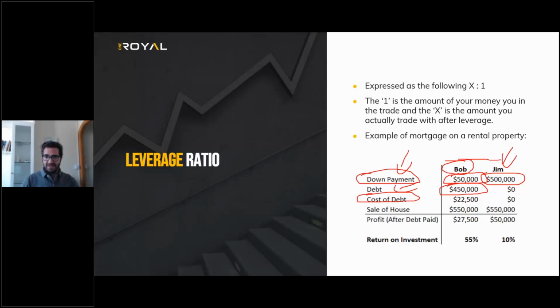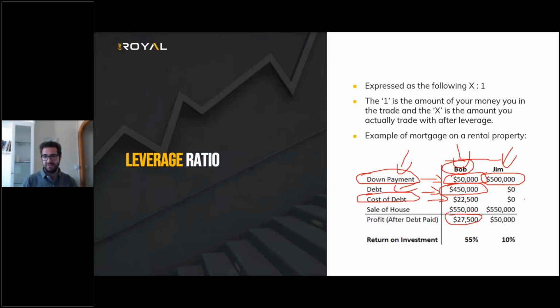The money made by Bob is 27,500. How is this calculated? This is 550,000 minus the debt, the initial amount he should return to the bank, minus the interest fees, and minus the initial amount he deposited. So he will end up making 27,500.